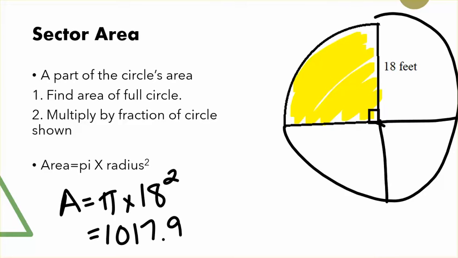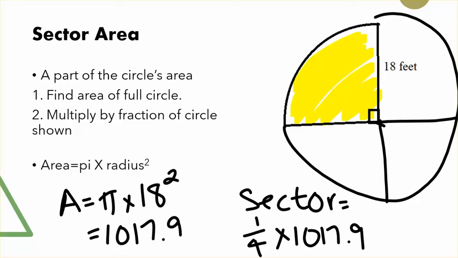But as we found out with arc length, we don't have the full circle. We have 1/4 of it. So my sector will be equal to 1/4 times the full area. So 1/4 times 1017.9. Rounding to 1 decimal would give me a sector area of 254.5.